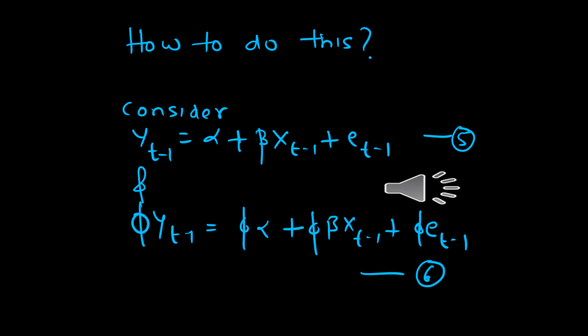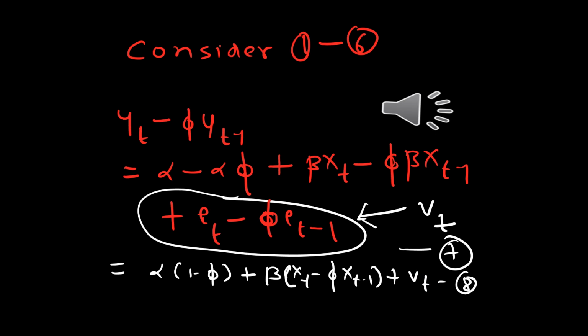Now consider multiplying equation 5 by phi. Here we are assuming that we know phi. So we have phi yt minus 1 is equal to alpha phi plus beta phi xt minus 1 plus phi et minus 1, which we will call equation 6.